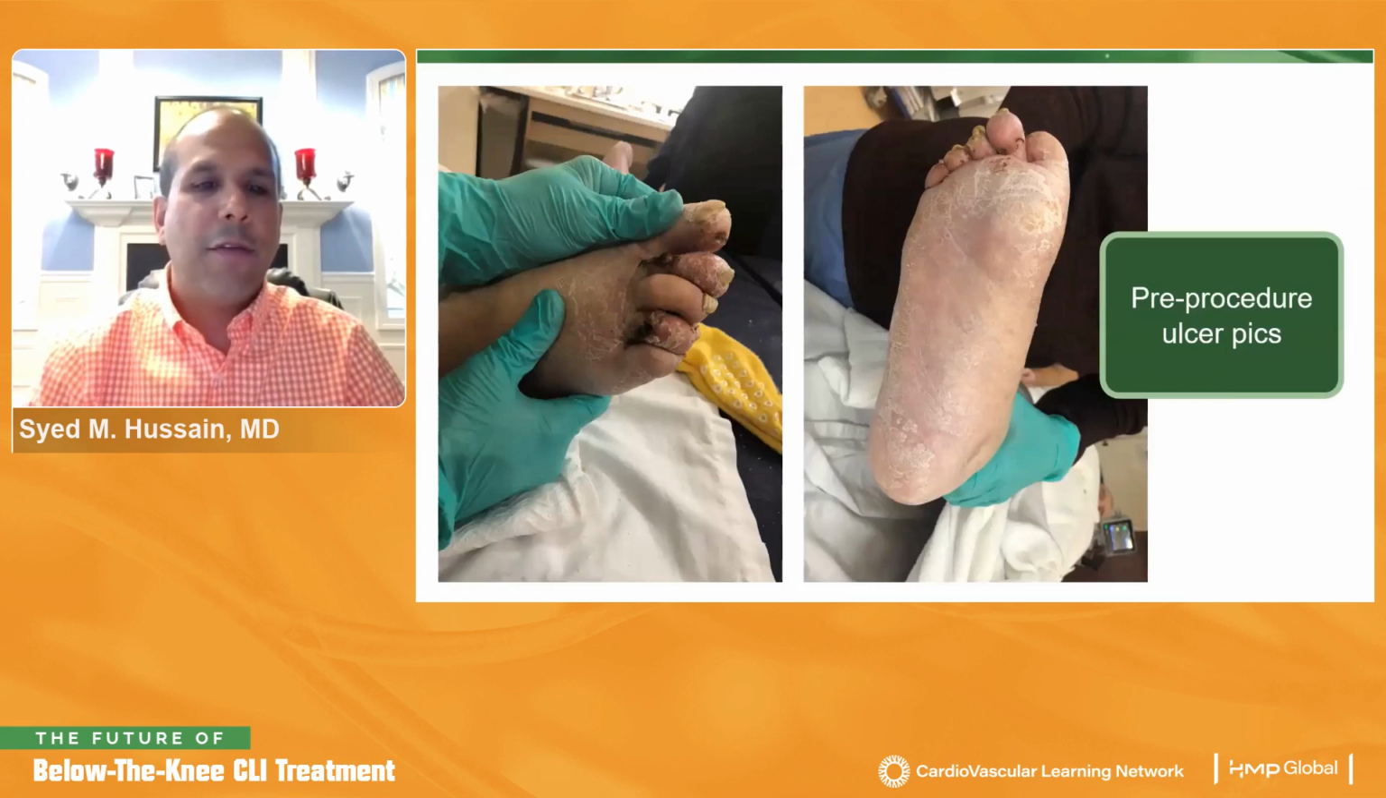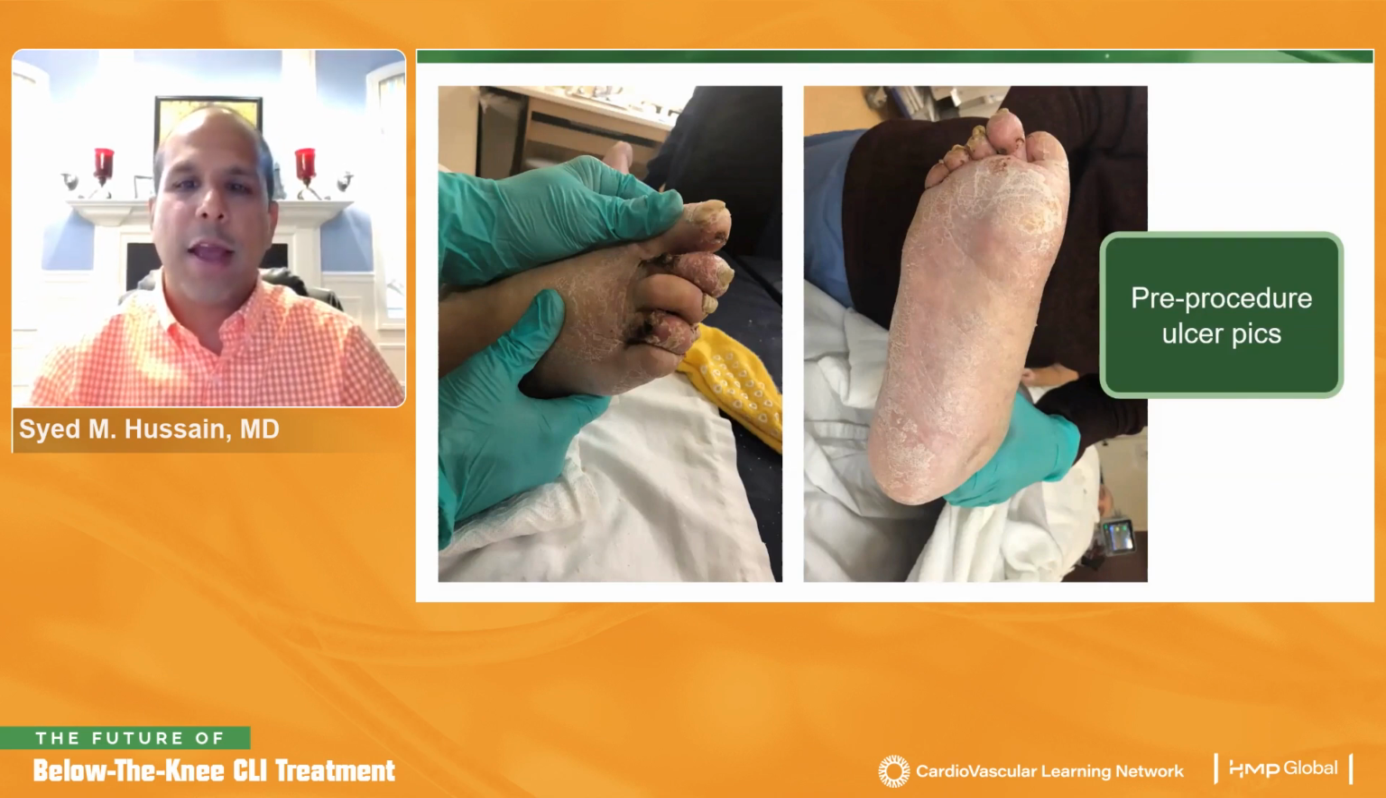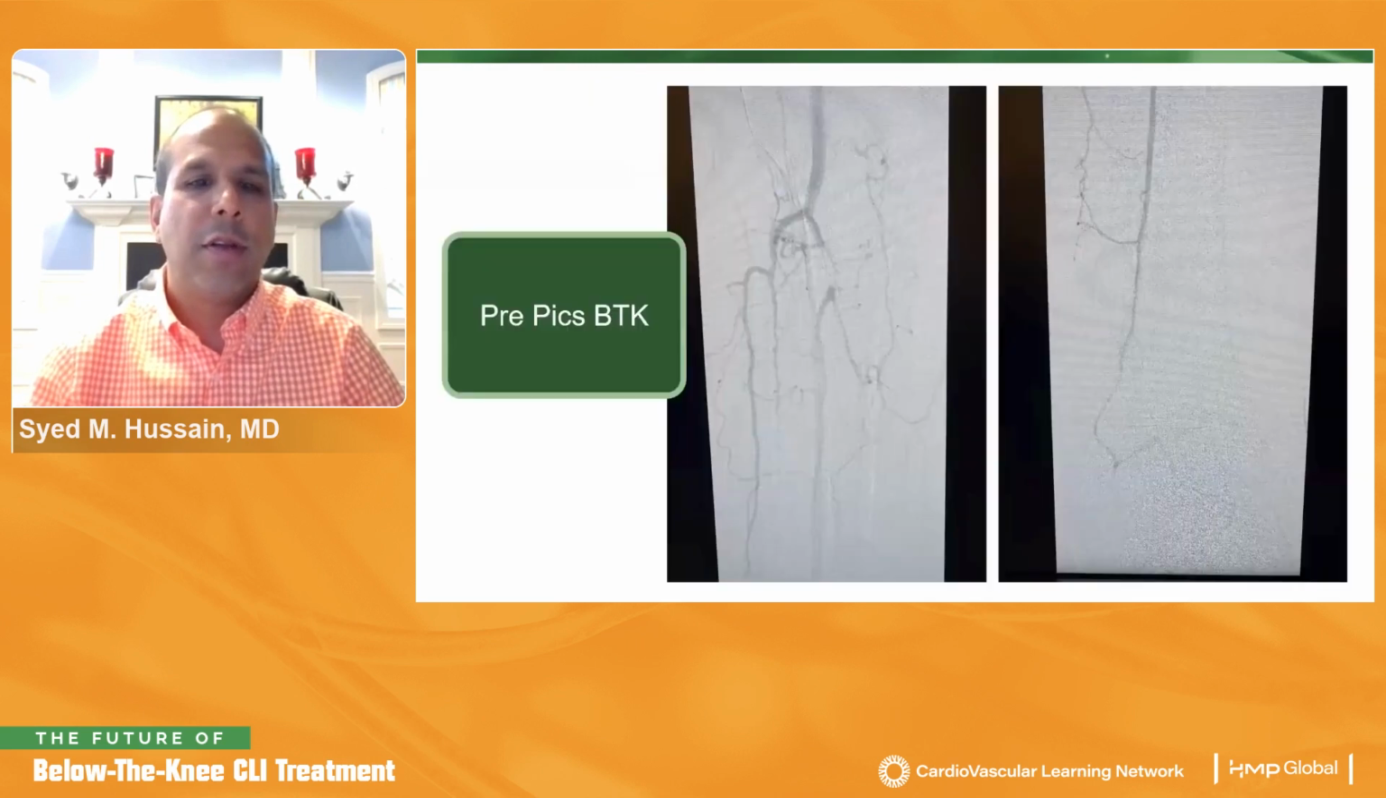These are photographs of the patient's feet, and you can see the extensive dry gangrene in multiple areas of the foot here, and also on the plantar aspect of the foot as well.